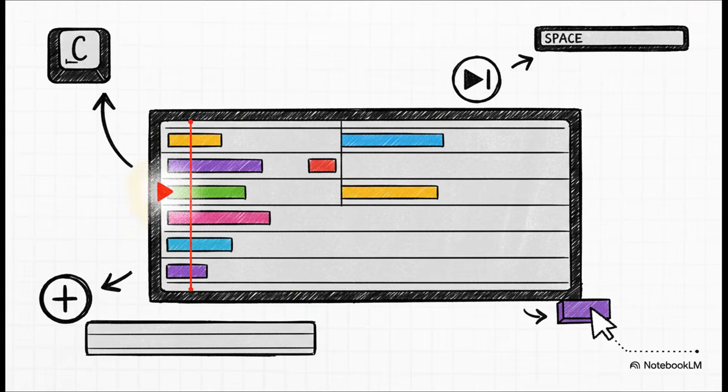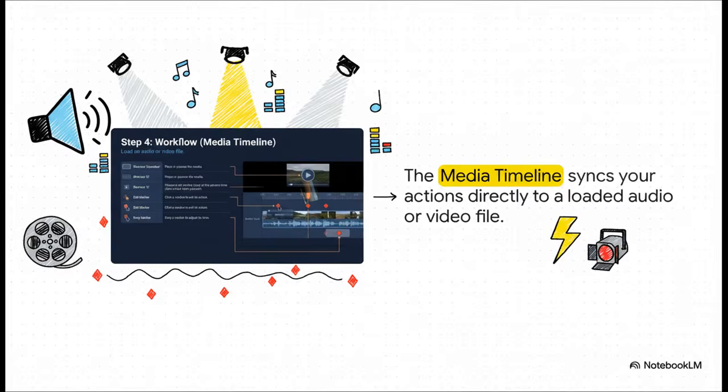Just hit C to drop a new cue right at your playhead, use the spacebar to play and pause. You can add more tracks for more complex sequences, and pretty much everything is drag and drop. Just grab a cue and slide it to a new time. It's honestly that intuitive. Now, let's switch over to the media timeline.